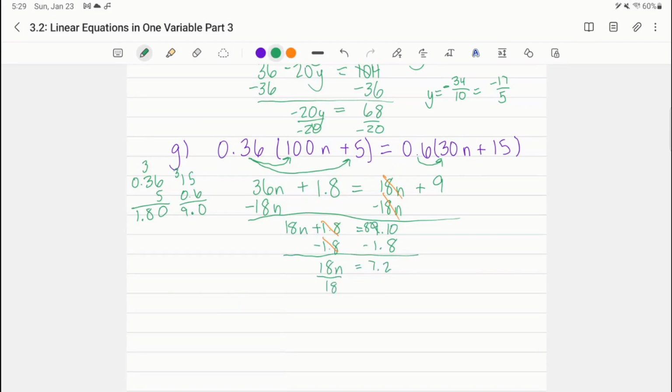And divide by 18, divide by 18. So n equals. Now here, I'm going to think of that as 72 for a little bit, because I know 9 goes into 72, and 9 goes into 18 as well. Well, 72 divided by 9 is 0.8. 18 divided by 9 is 2. So we get n equals, well, 0.8 divided by 2 is 0.4. And that's it for part 3 of the note.